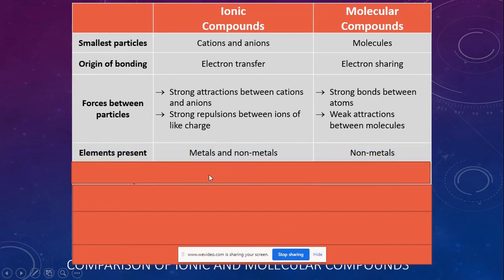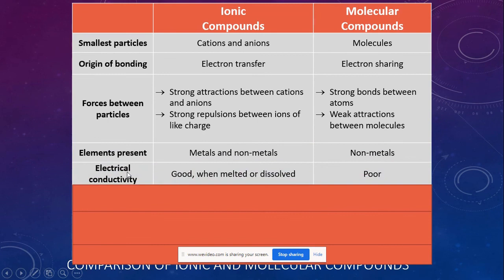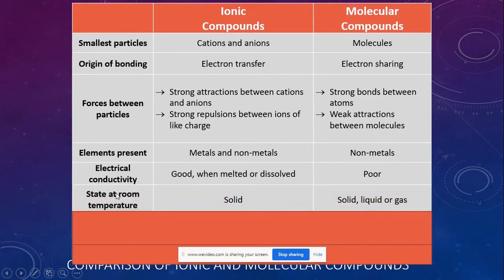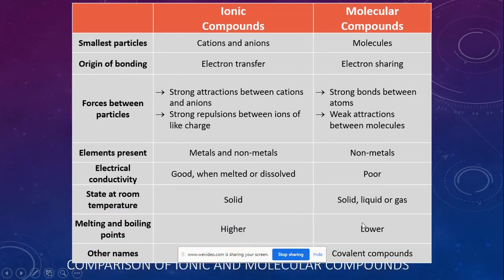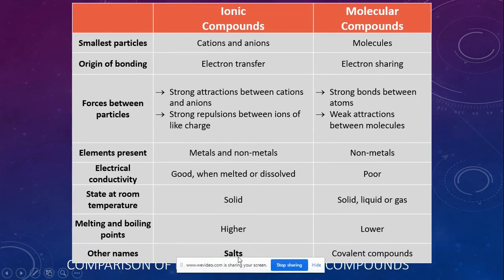Elements present in ionic are metal and nonmetal. In molecular, just nonmetals. Electrical conductivity is very good when melted or dissolved for ionic, and for molecular, it's poor. You can refer to this chart when we do our virtual lab comparing ionic and molecular compounds. The state at room temperature for ionic is solid, so usually they're metal, so they're solid. And for molecular, they can exist in all three states, depending on what you're looking at. Melting and boiling points, like we said before, are very high for ionic and low for molecular. And for other names, you can say salts for ionic or covalent compounds for molecular.